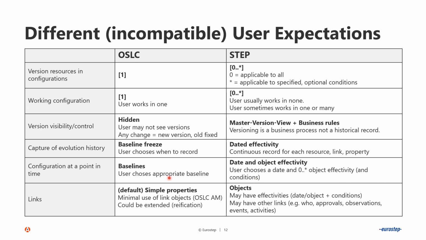And finally, links. In OSLC, often the links are simple properties. So that's the default behavior. There is minimal use of link objects. There are some, but not much. Whereas in STEP, all the links are objects, and they may have effectivities, date and object conditions. They can also have other links, i.e. who made that link, has it got an approval on it, observations on it, events, objects, activities associated with that link. So again, very different from a user's point of view.